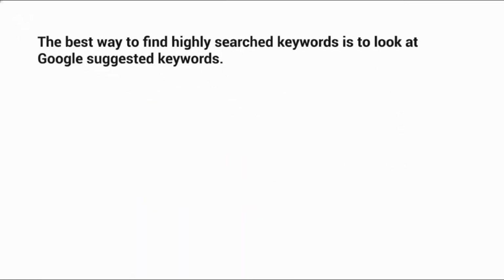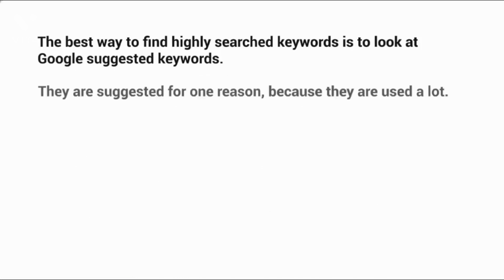Now the big question is, well, how do I find these keywords? The best way to find highly searched keyword terms is to look at the Google suggested keywords. And they are suggested for one reason, because they are used a lot. So let me show you how to find them and what they look like.